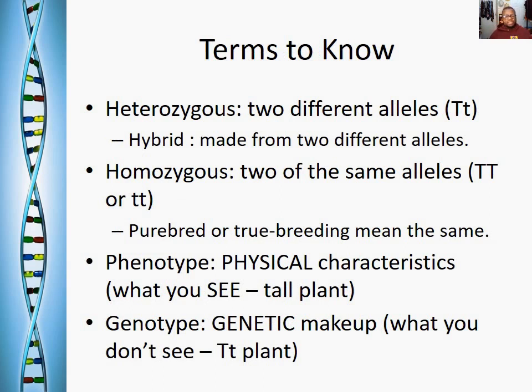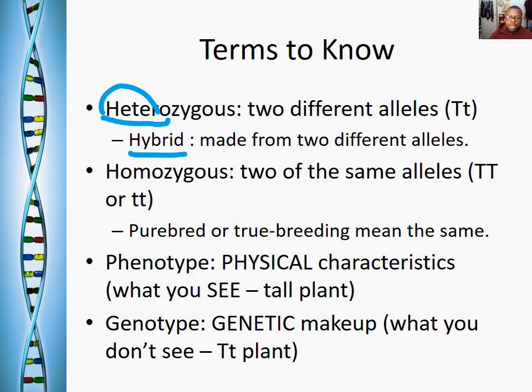Please know your key vocab terms, as they will make your life a whole lot easier. Heterozygous. Look at hetero. I said last time, hetero means different. When we talk about heterotrophs versus autotrophs, these are two different things. Here, these are two different alleles. So this individual has one tall copy of the height gene, and also has a short copy of the height gene. Heterozygous are also referred to as hybrid.